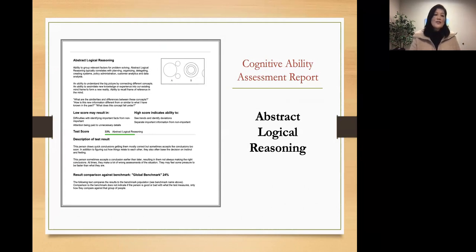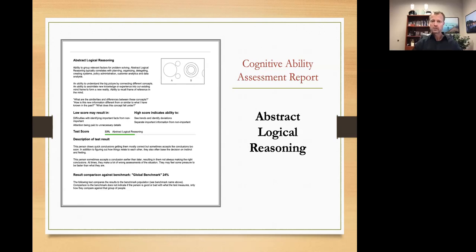And this one is the abstract logical reasoning report, which relates to the questionnaire Marku just introduced for you. Ultimately, you get a test score. It reminds me of being back in school. You get a test score. I get an 85 on my test in math, for example. Well, here this person gets a score of 33%.